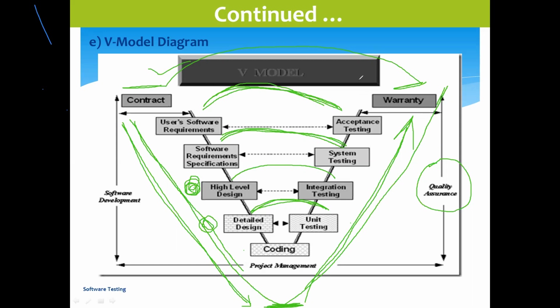So this is about the V model. V stands for verification and validation. Left side is verification, right side is validation. So the left side is a top to bottom arrow, and the right side goes as a bottom to up arrow.